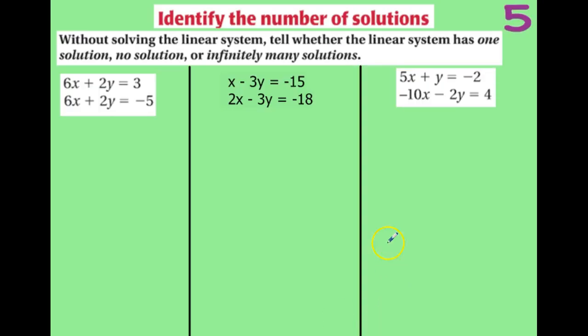Alright, these ones, you get to decide what method you would like to use. You can use elimination or substitution. I would suggest not using graphing because I didn't provide you with a graph.